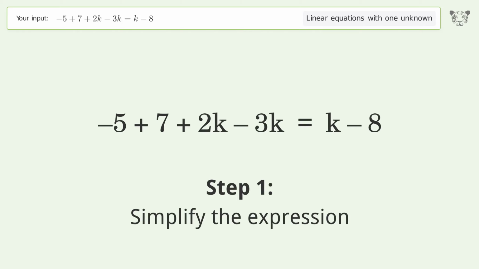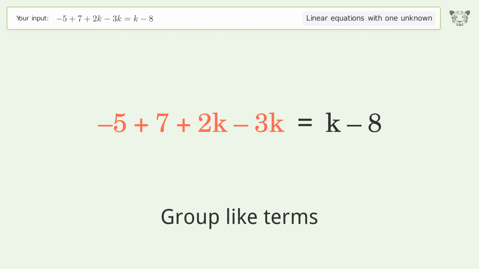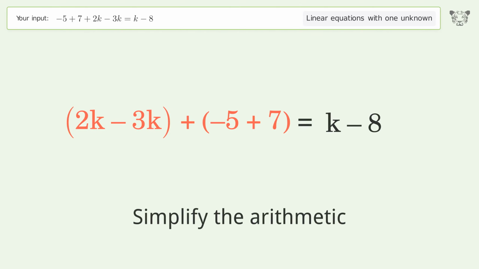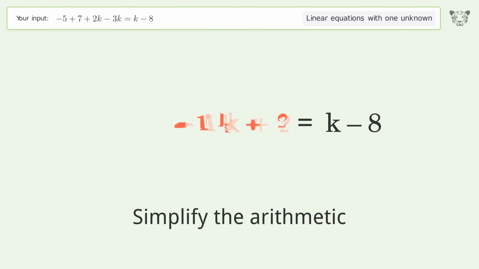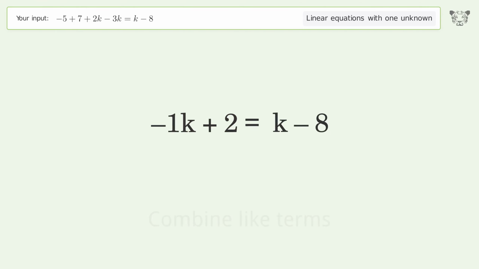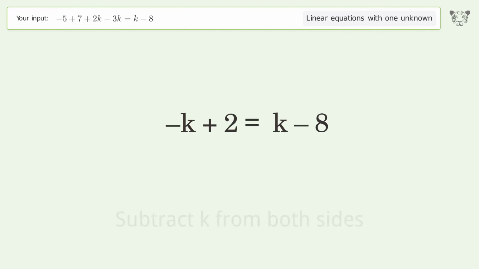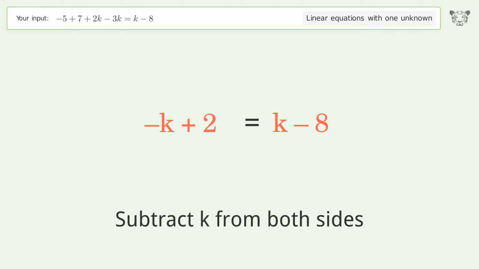Simplify the expression. Group like terms. Simplify the arithmetic. Combine like terms. Group all k terms on the left side of the equation. Subtract k from both sides.